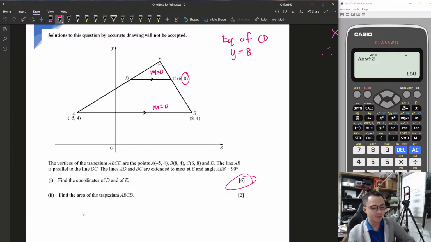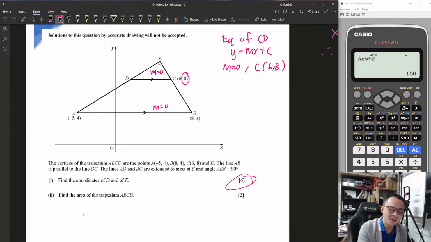Okay? You can say, sir, I insist I want to do y equals mx plus c. Then you can still do it like that. You sub gradient 0 and then you sub the coordinate C, 6 and 8. Eventually you still get y equals 8. So 8 equals 0 times 6 plus c, your c is equal to 8. So y equals 8.